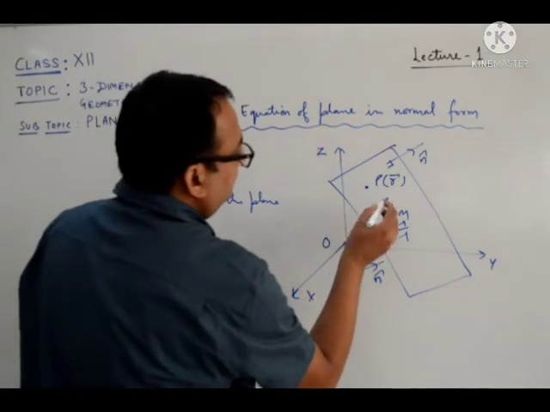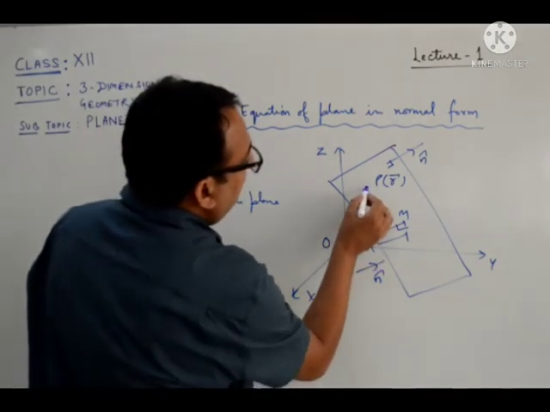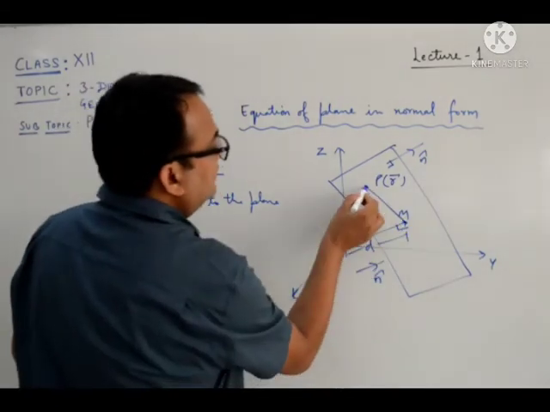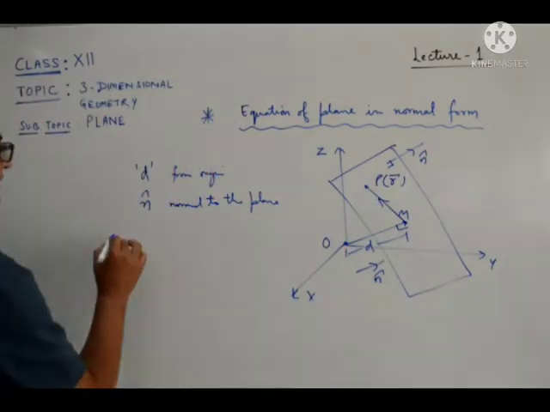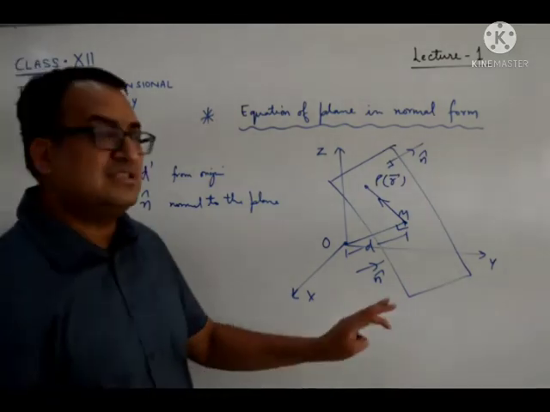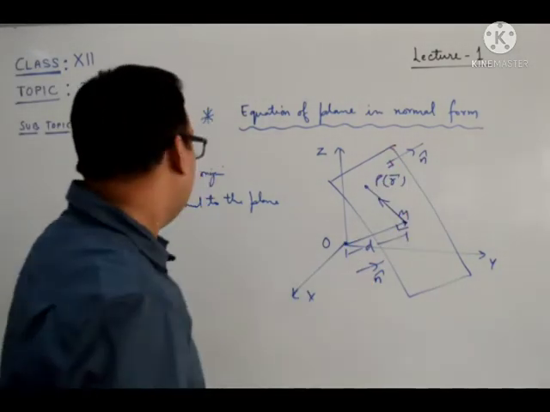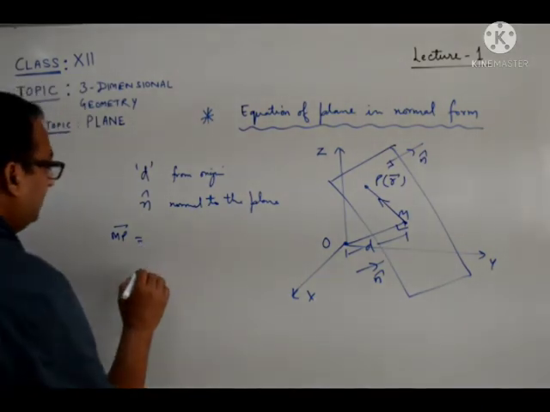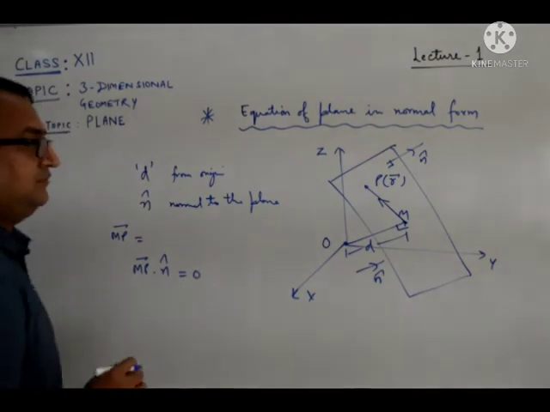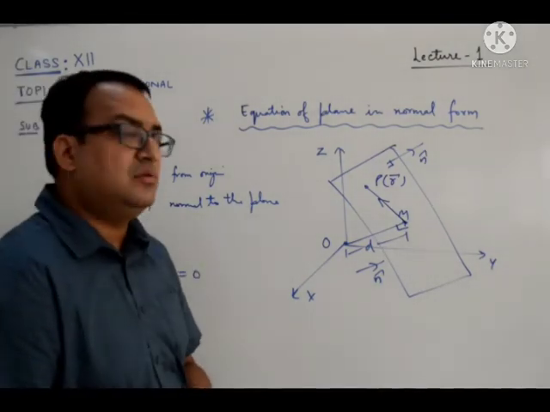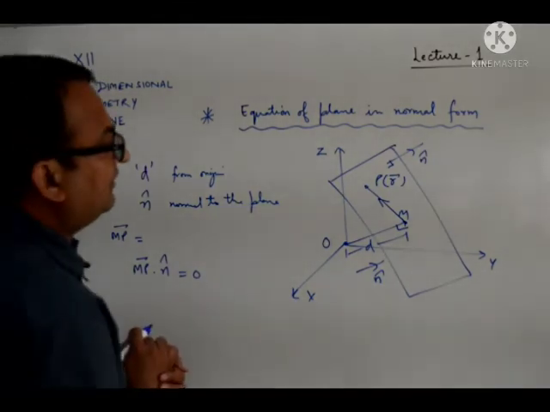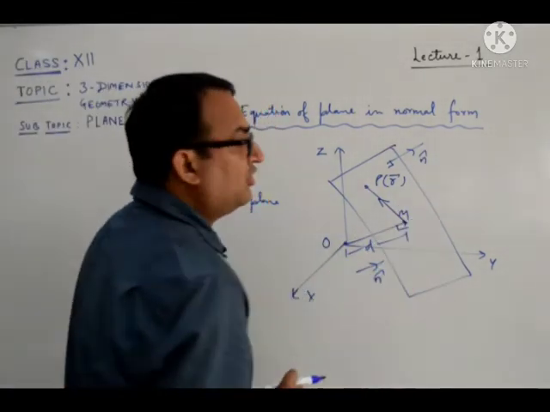So if we join this point P with this point M, this MP vector is a vector which lies on the plane, and its dot product with n cap is going to be equal to 0, the reason being they are perpendicular. For finding the MP vector, we need the position vector of M.